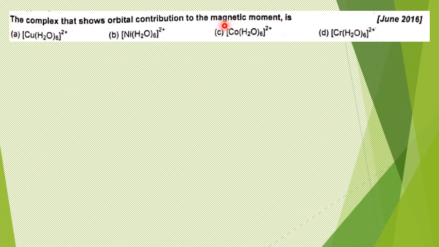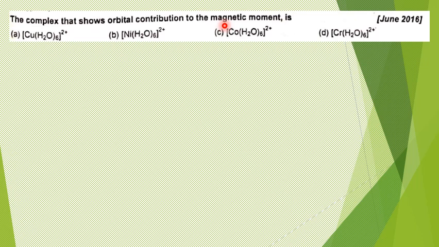But what I consider the easiest way is to just remember unevenly distributed T2G orbitals, they will definitely have orbital contribution, right? So if T2G orbitals are evenly filled, then you can just think that your orbital contribution will not be there. This I consider to be the easiest way to remember, right?